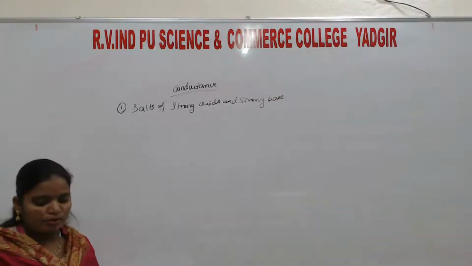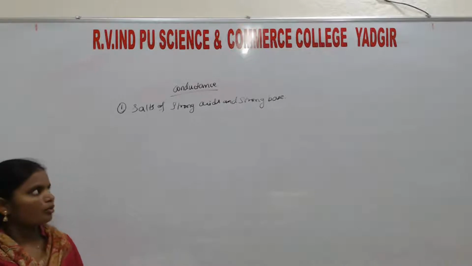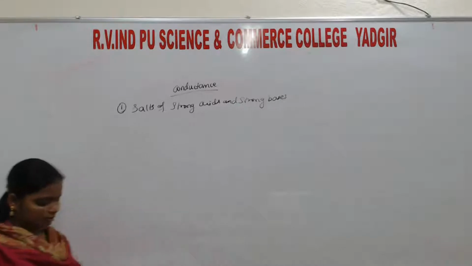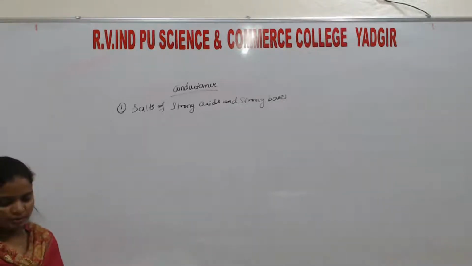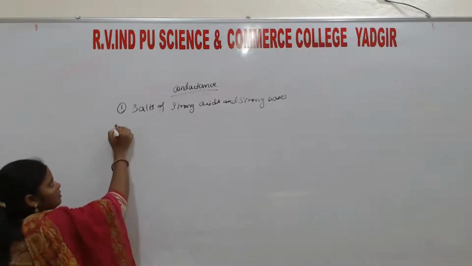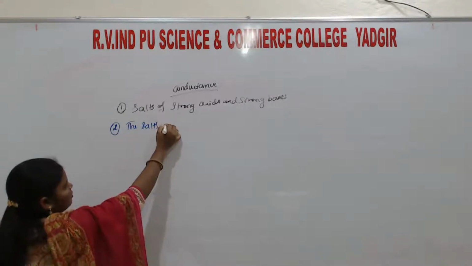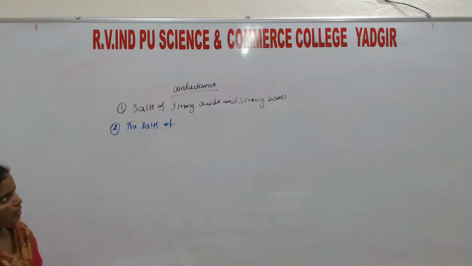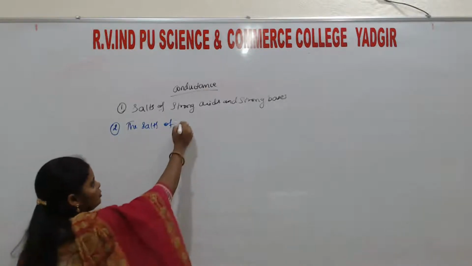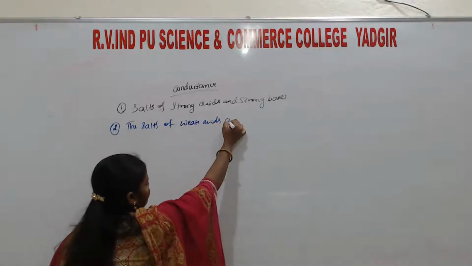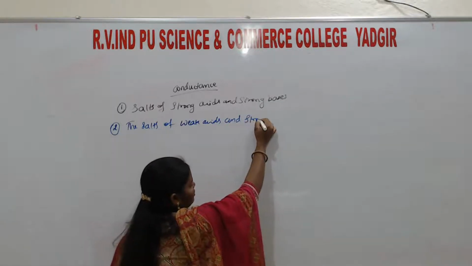First one is the salts of strong acids and strong bases. Next, second one, the salts of weak acids and strong bases.